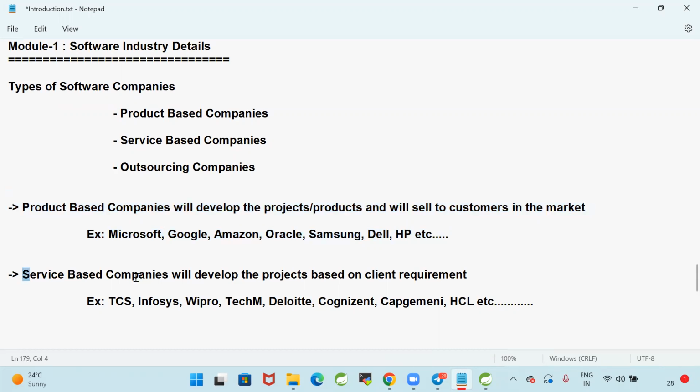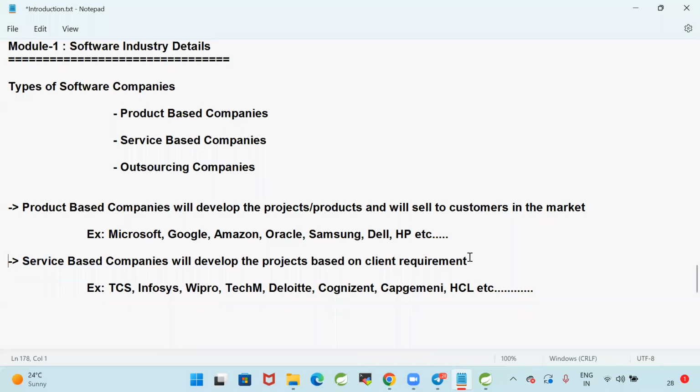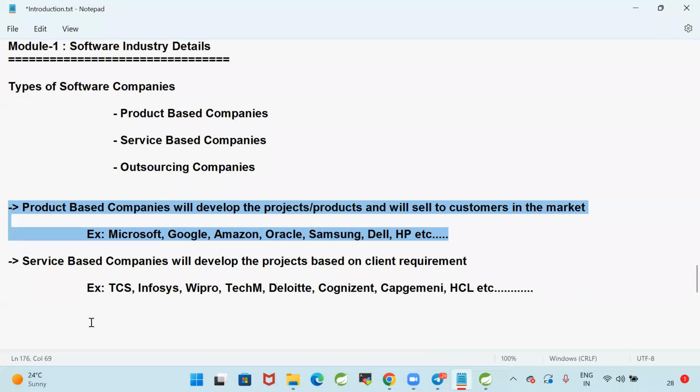But service-based companies will develop the projects based on client requirement. Clients will give the requirement to the company. Based on the client requirement, these companies will develop the projects. TCS will develop a project based on the client requirement. Infosys, Wipro, Tech Mahindra, Deloitte, Cognizant, Capgemini, HCL, etc. All these companies come under service-based. Those companies come under product-based.